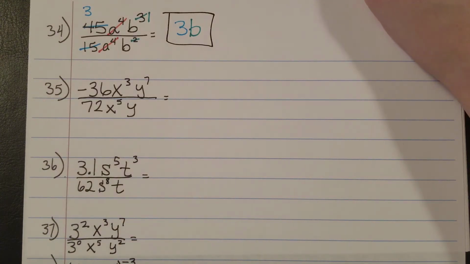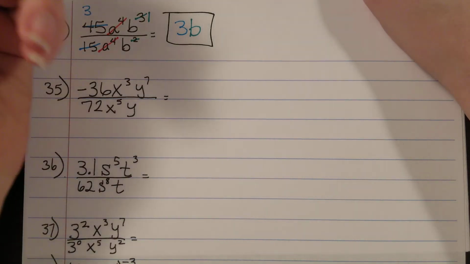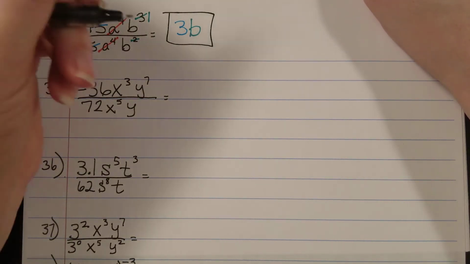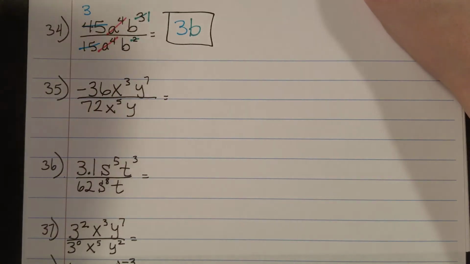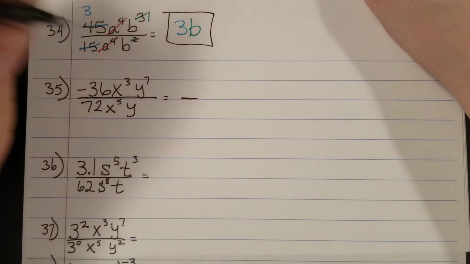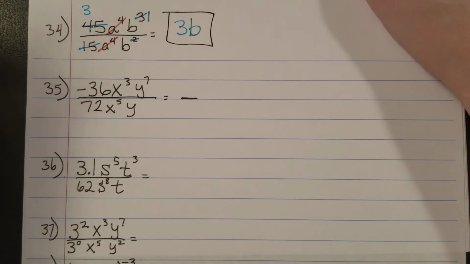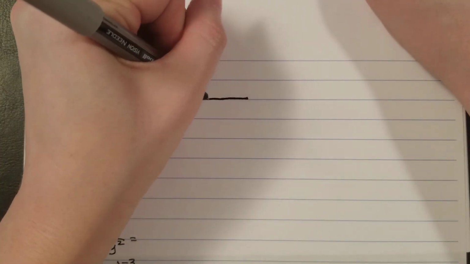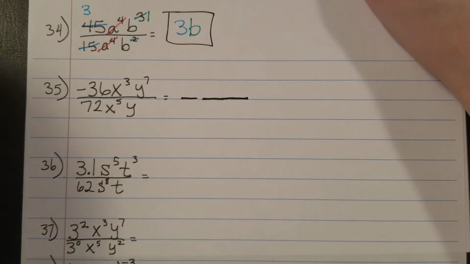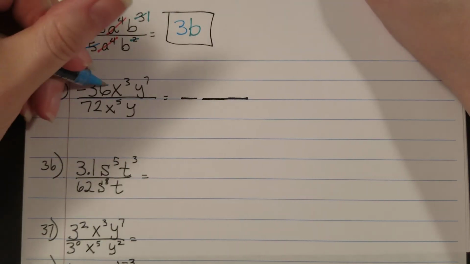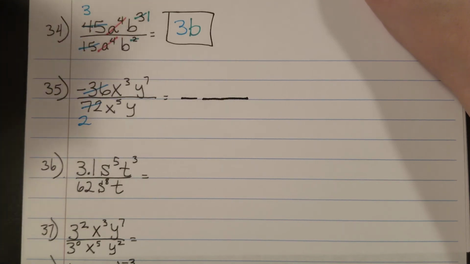All right, number 35. So we've got a negative, that's just going to stay there. You can put it out in front of the whole fraction, or you can put it in front of the numerator. Either one of those is perfectly fine. This answer still is going to be a fraction ultimately, because I know that 36 goes into 72 2 times.